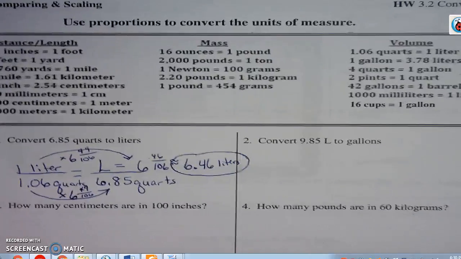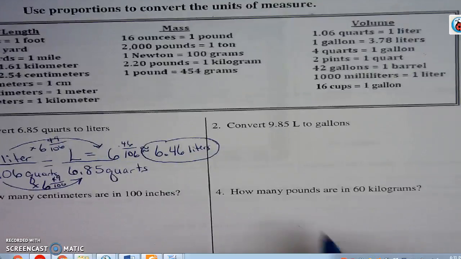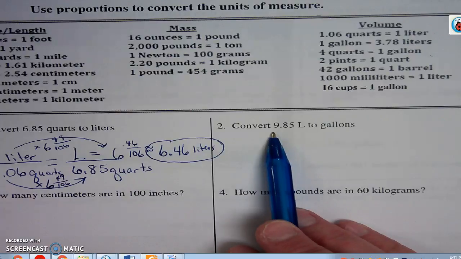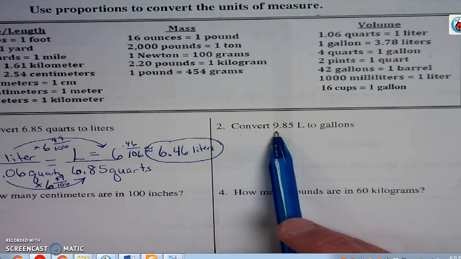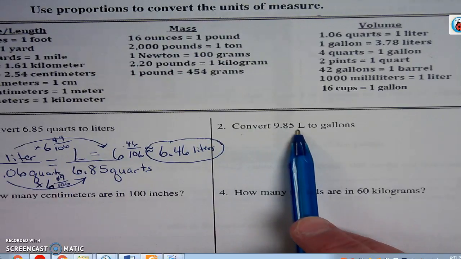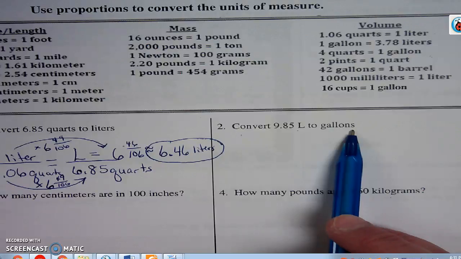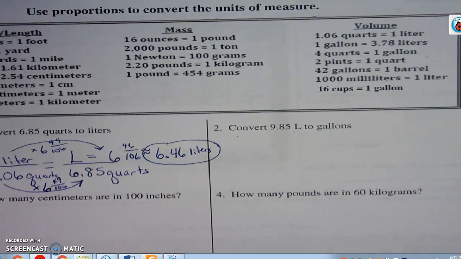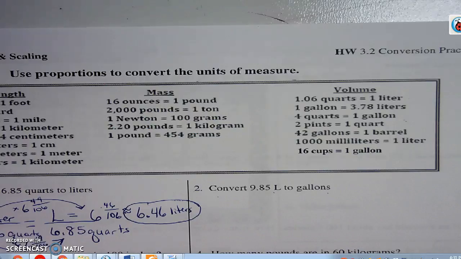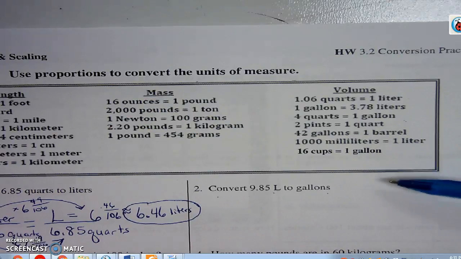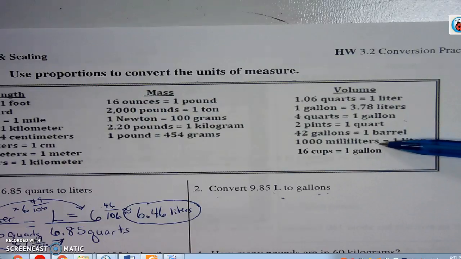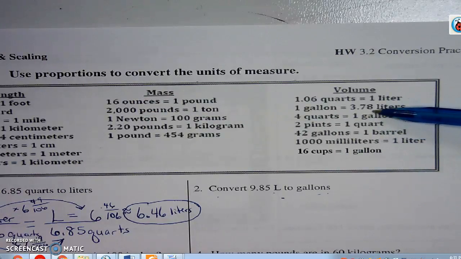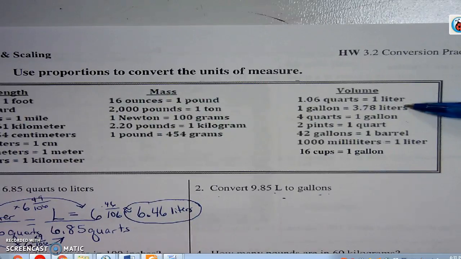I'm going to state the problem here for number 2, and then I will go over how to find the answer. We're going to convert 9.85 liters, L means liters, to gallons. So I need to find where that is on here. Did you find it yet, where I have liters and gallons side by side? It's going to scan up. There it is, right here. 1 gallon is 3.78 liters.